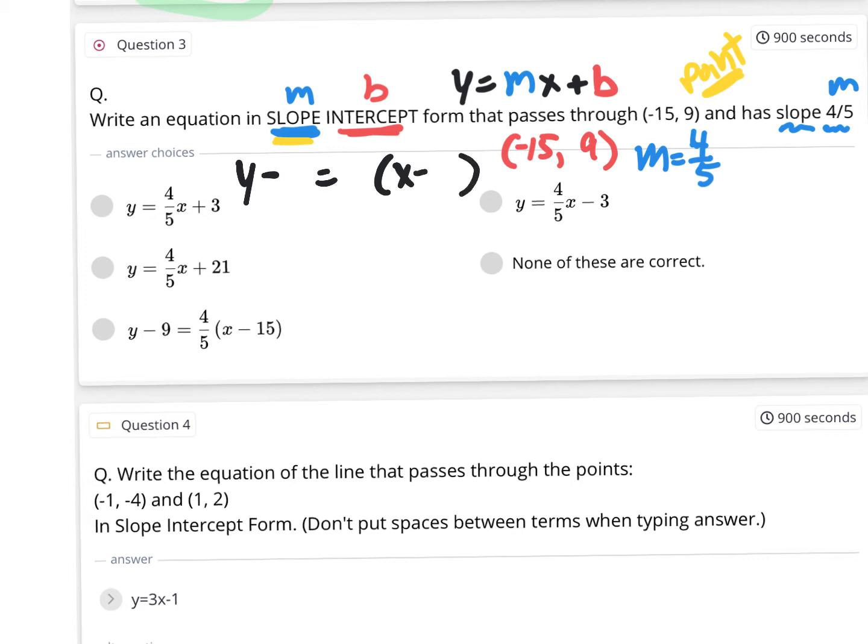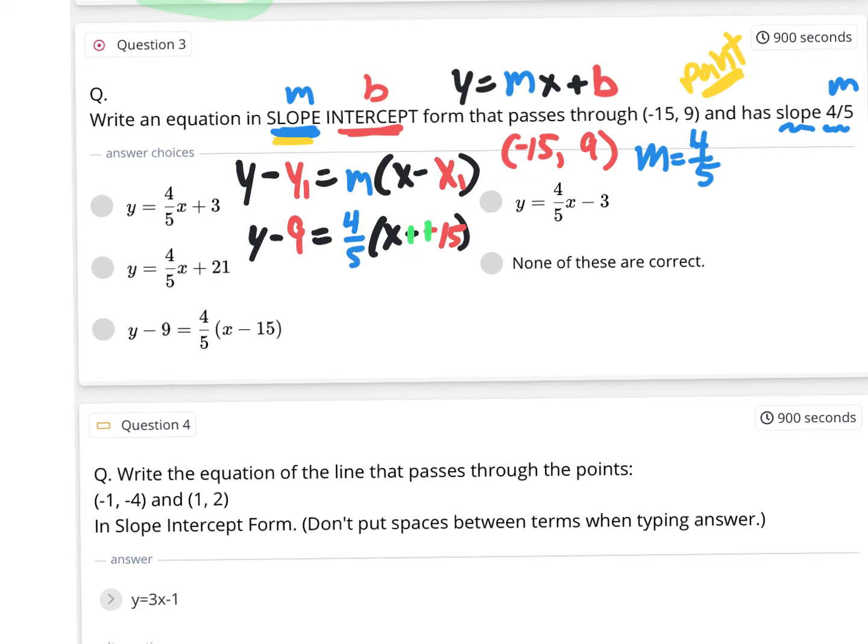As you could see, I left it with blank spots. That way it's really easy to plug in your y1 here, your m right here, and your x1 over here. And like I said, when I plug it in, I always use blank spots. The y1 value is 9, the m value is 4/5, and the x1 value is negative 15. So let's change any minuses to plus. Right here it is. Change those to plus.